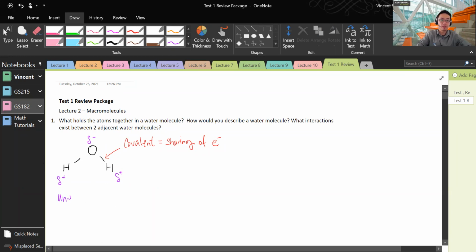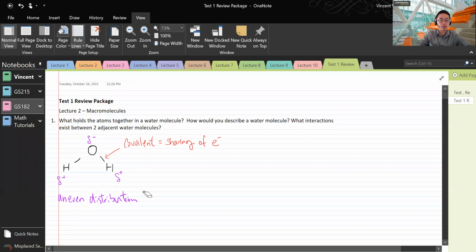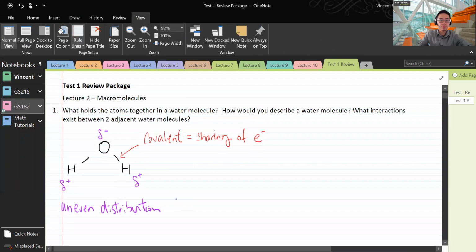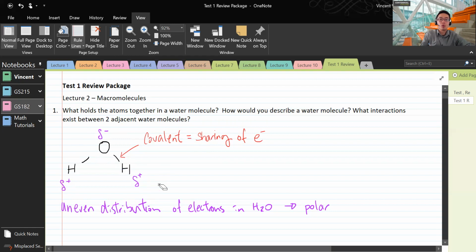Okay, so uneven distribution. Let me put some lines here so it's easier to write. Uneven distribution of electrons in H2O, right? And so that makes it polar. It is a polar molecule. However, there is no excess electrons or deficits of electron, right? Nobody gave for the water molecule extra electron. No one took away any electrons. For that reason, even though it is polar, the entire molecule is still neutral.